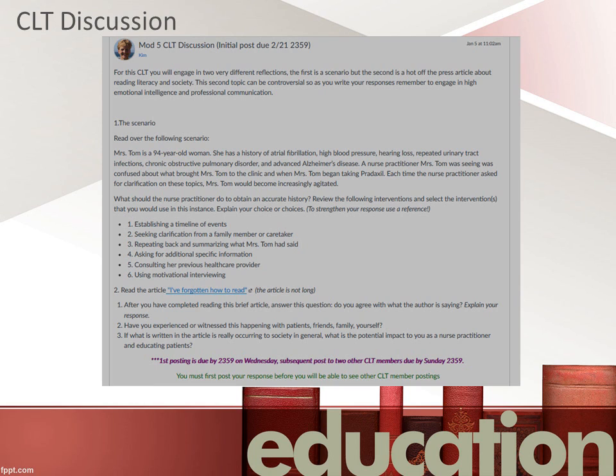And if what is written in this article is really occurring, what is the potential impact to you as a nurse practitioner in educating patients? What's going to happen? What do you need to do? How do you need to address this? I'll bring that forward. I'm looking forward to seeing your responses to this.